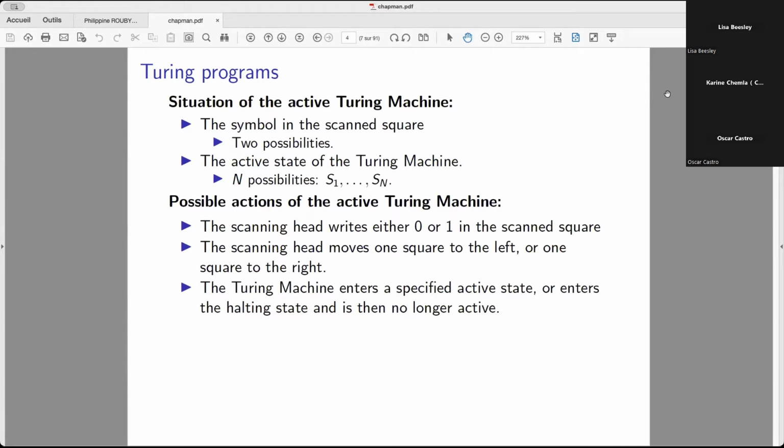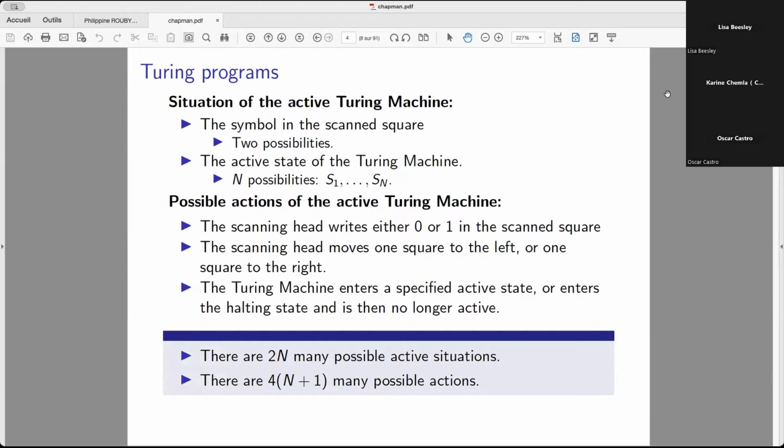Now, what are the possible actions? Well, the scanning head can write either 0 or 1 in the current scanned square. Then the scanning head moves either 1 square to the left or 1 square to the right. And then the Turing machine enters a specified active state, or it enters the halting state and it's no longer active. An incredibly simplistic model of computation.